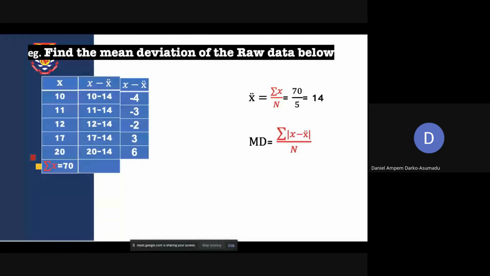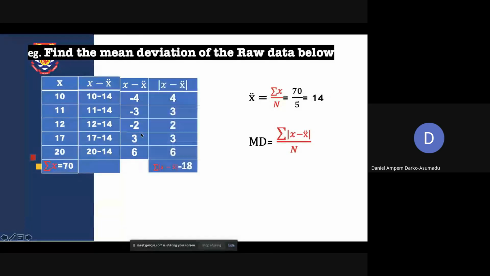Are we on course? Yes, sir. Once you are done subtracting the mean from the individual scores, introduce the bars. These bars simply mean that anything negative turns positive. That is what the absolute value bars mean.